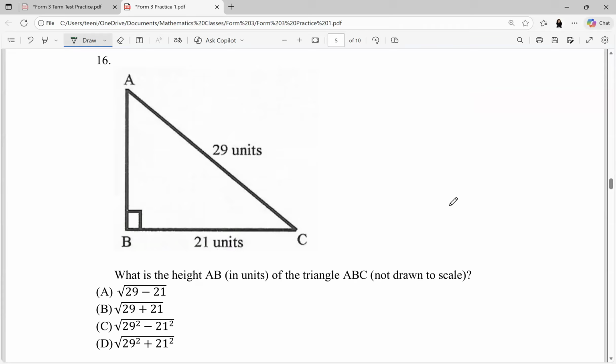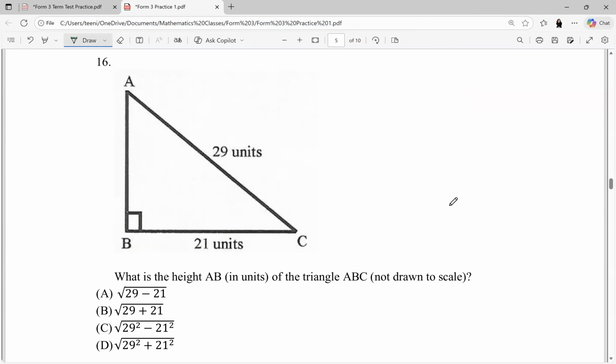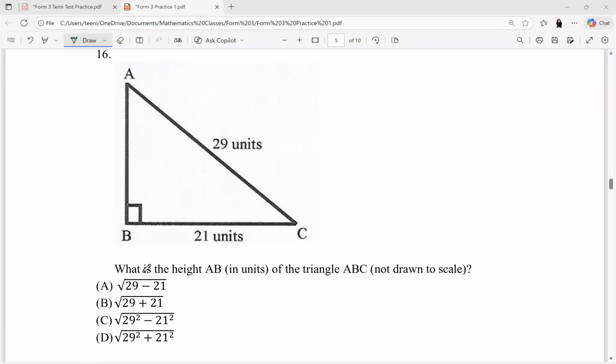You all remember Pythagoras' theorem? Josh, remember Pythagoras' theorem? Yes, miss. Okay. Can you work this one out for me? Notice that you don't have to work it out exactly. You just have to choose which answer it would be.